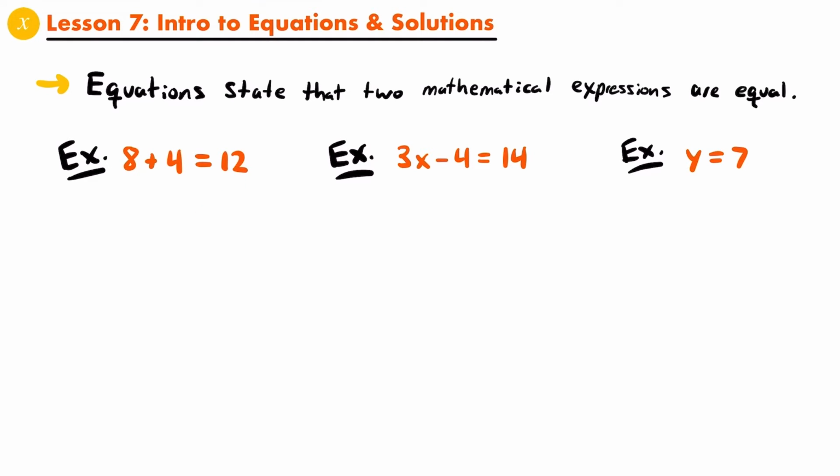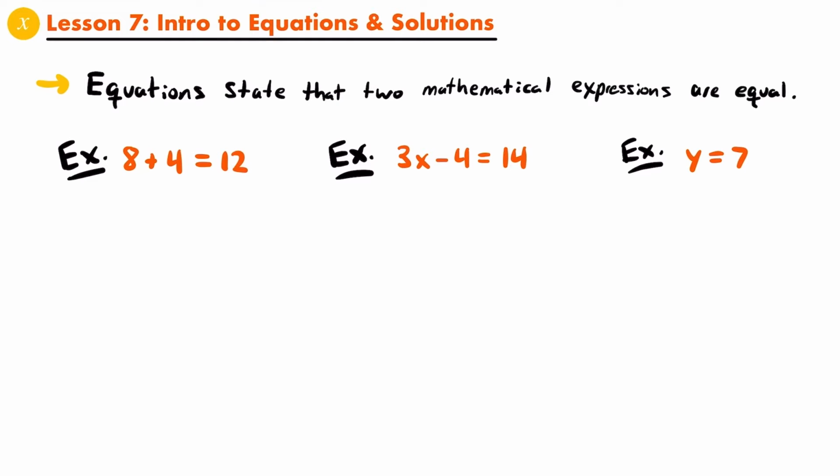But more often, what you will work with in algebra is what you see in the second equation here, an equation that involves a variable expression. Right, we have 3x minus 4 equals 14. And then over here, I have one more example. This is a simpler equation, which just says that y is equal to 7. Okay, so those are just some examples of equations.